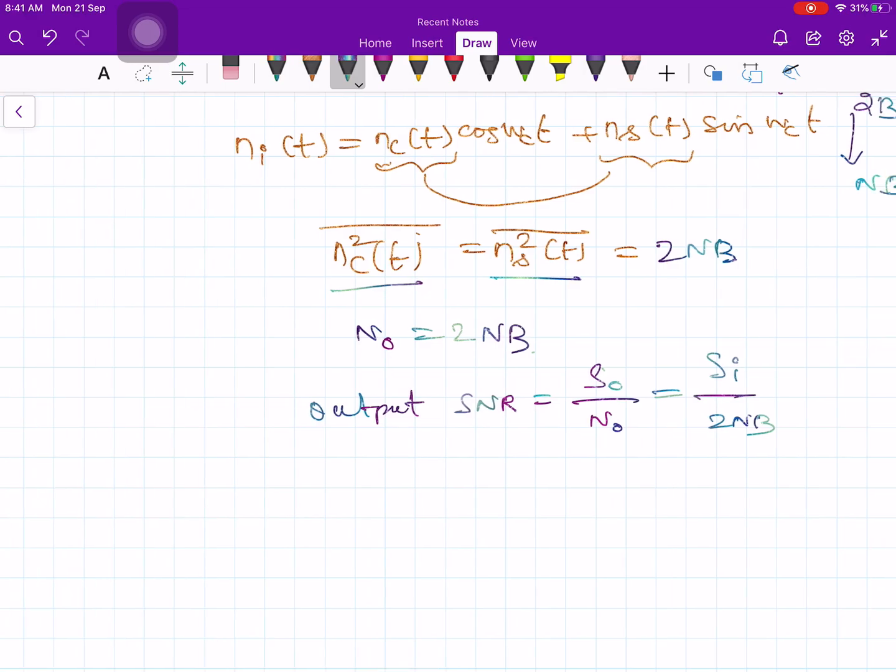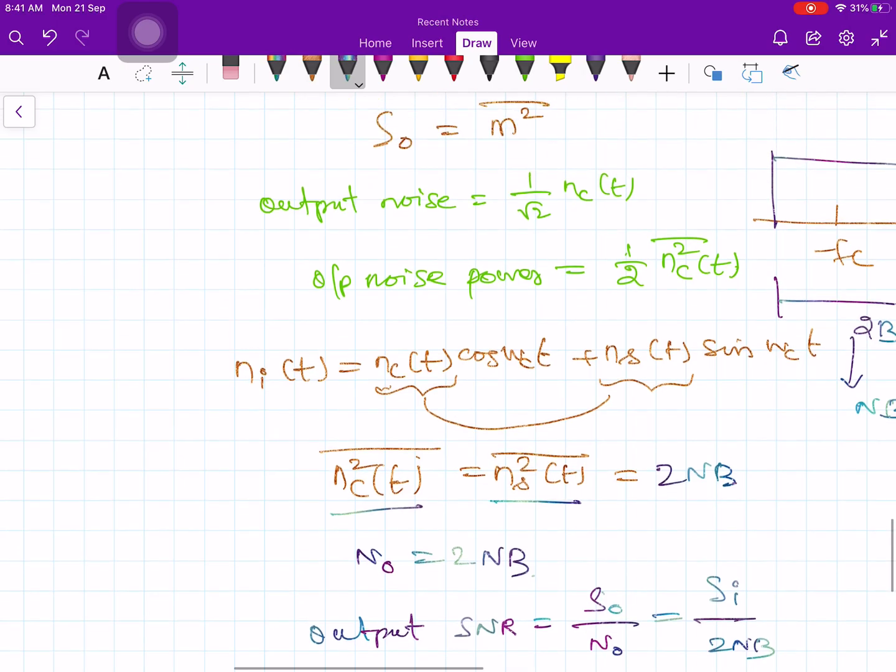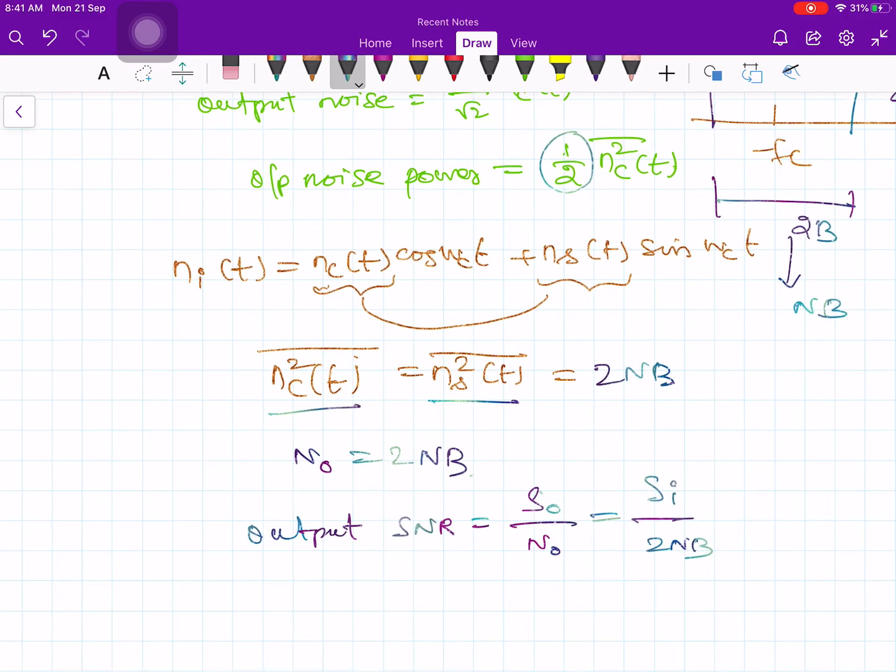I'm sorry, there is a factor of 1 by 2. I forgot this factor. Okay, I'm very sorry. I made a mistake here: I did not include this 1 by root 2. So it is 1 by 2 times 2NB. Then the 2 will get cancelled, so it becomes NB. Therefore, SI by NB.